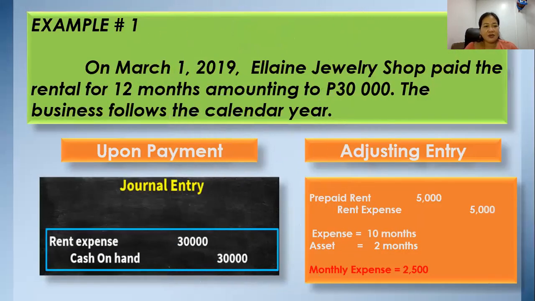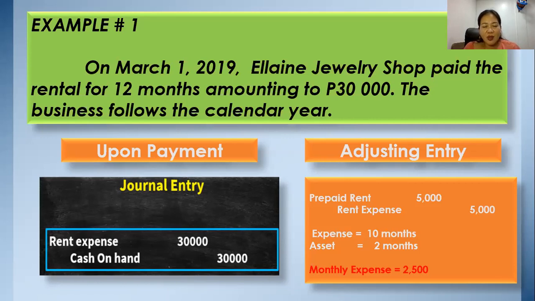Example: on March 1, 2019, Elaine Jewelry Shop paid the rental for 12 months, amounting to 30,000. The business follows the calendar year. So this is a one-year rental payment. The entry to record upon payment is a debit to rent expense, since we will be using the expense method. So it's a debit to rent expense 30,000 and a credit to cash on hand 30,000.